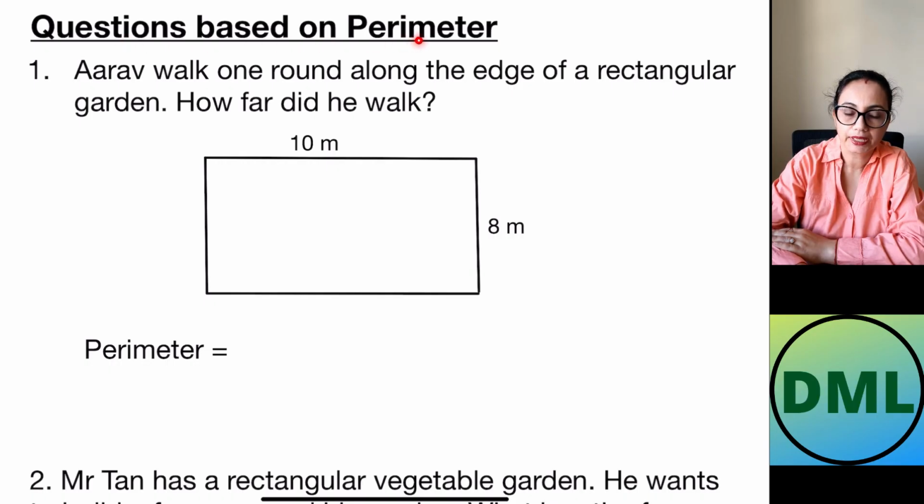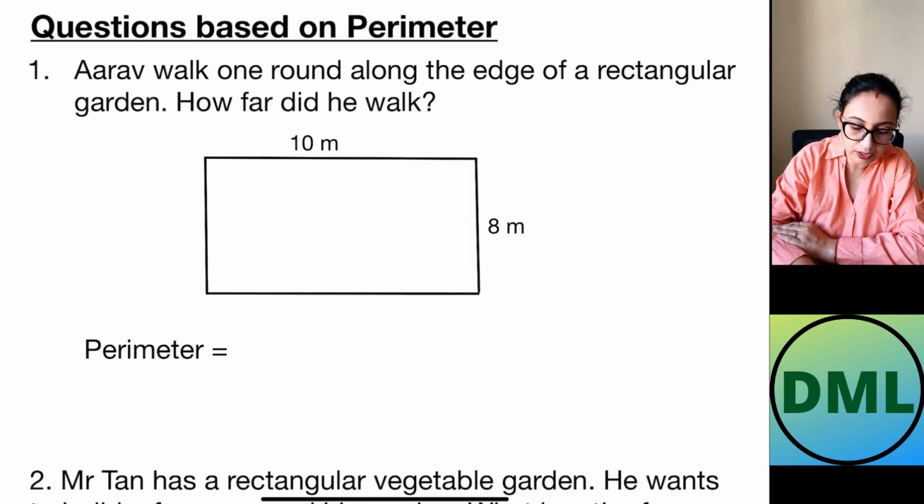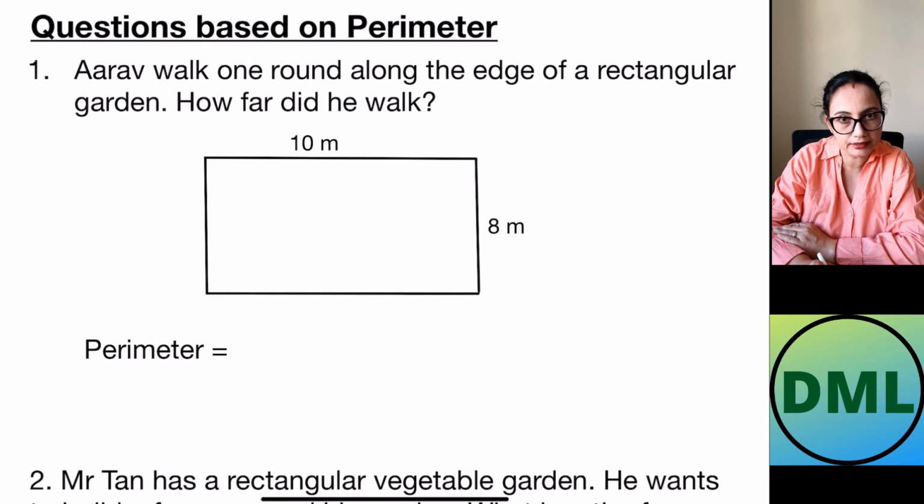Questions based on perimeter. Aarav walked one round along the edge of a rectangular garden. How far did he walk? It's a rectangular garden, so this is the rectangle for you, and they have given you the dimensions also. The length is 10 meters and the breadth is 8 meters. I need to calculate the distance. How much did he walk along the edge? So this is your edge. I need to calculate all the dimensions which are missing in the rectangle.